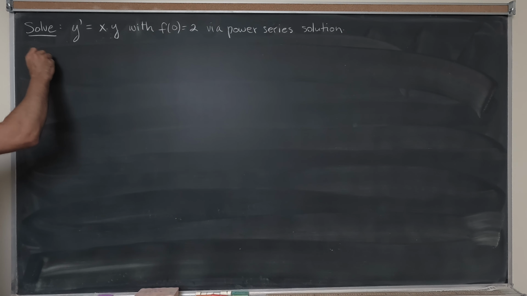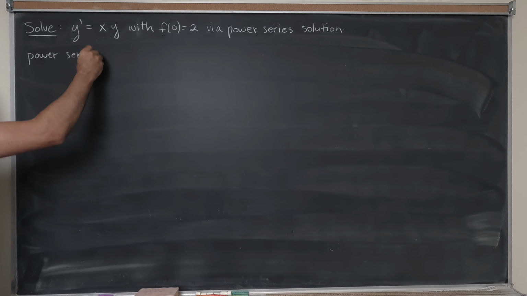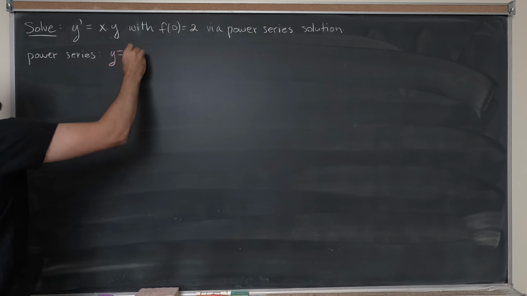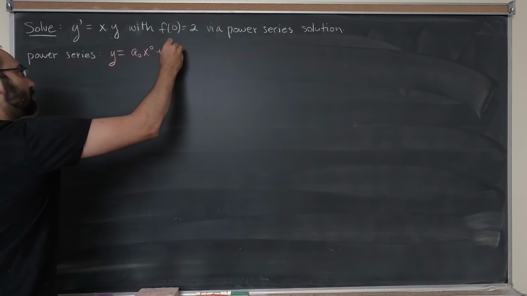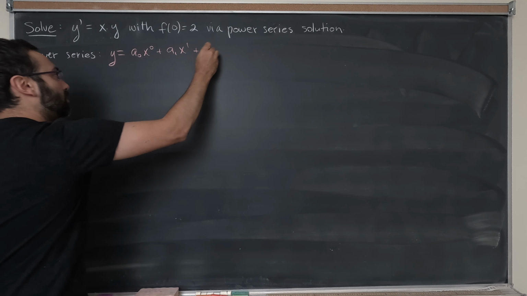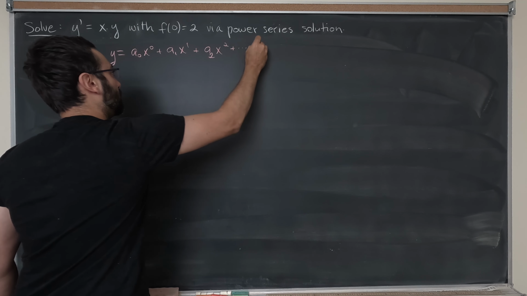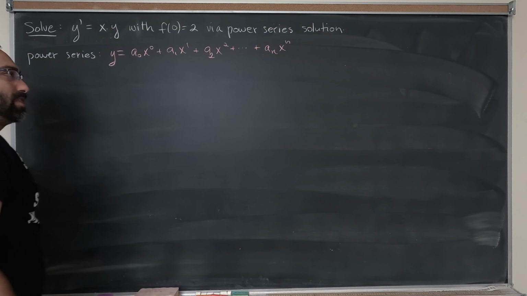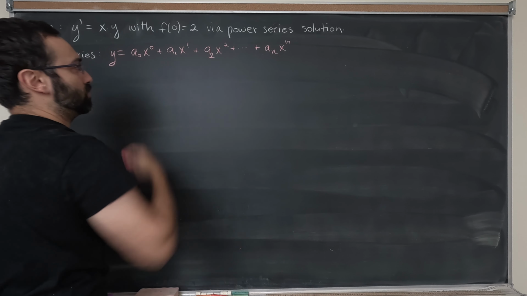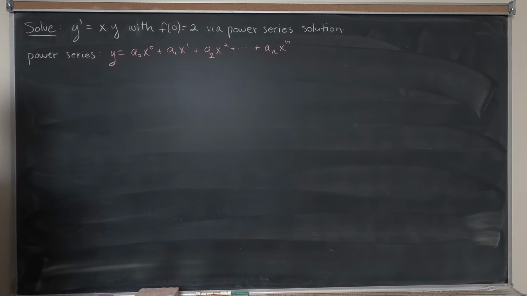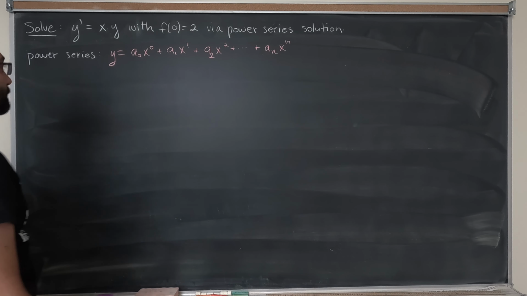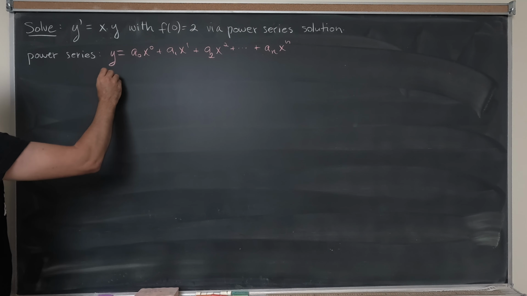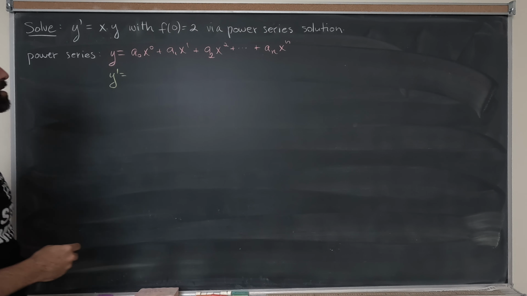A power series would be given by y equals a naught x to the 0 plus a1x to the 1 plus a2x squared all the way up to the nth power of x with these coefficients a naught, a1 all the way through to an. If we were to differentiate each of these term by term, we would obtain the following.